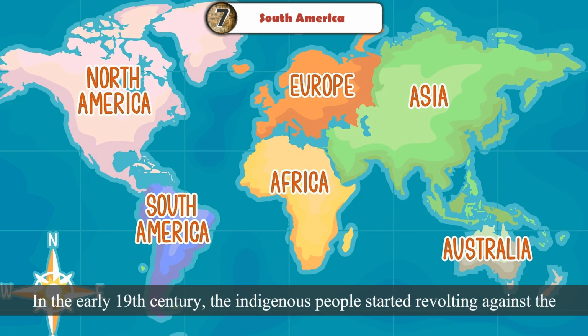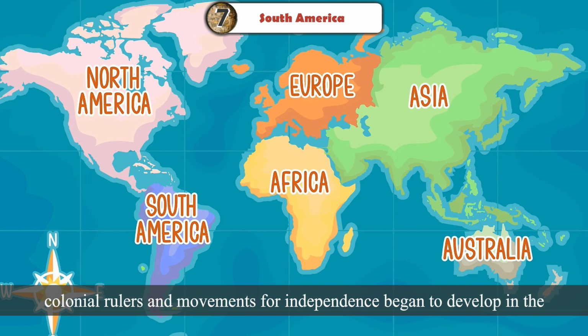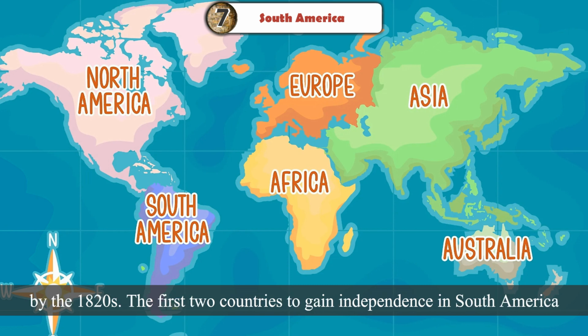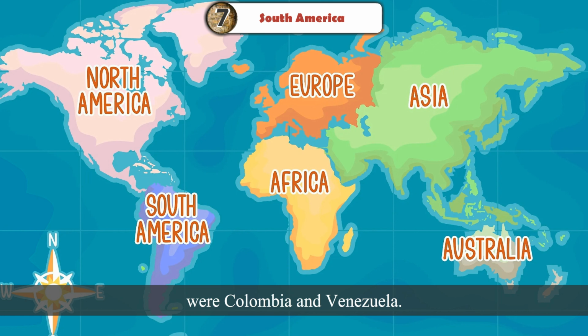In the early 19th century, the indigenous people started revolting against the colonial rulers, and movements for independence began to develop in the continent. Most of the countries of South America became independent nations by the 1820s. The first two countries to gain independence in South America were Colombia and Venezuela.